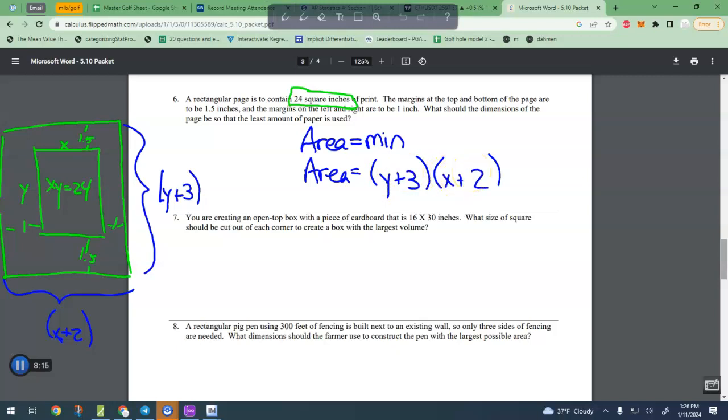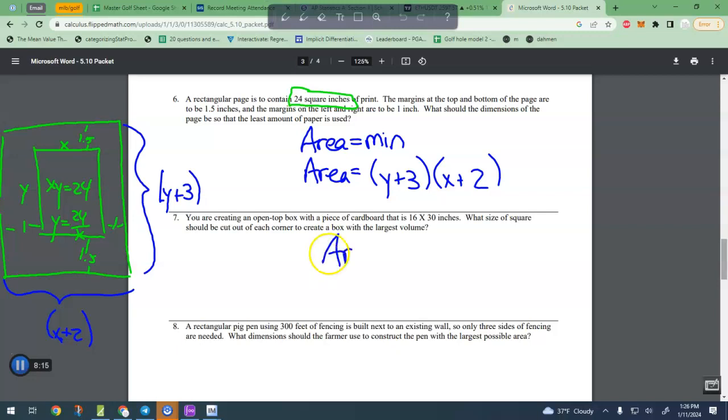And so I'm almost there. I would say I've done the hard part probably, but I've still got two variables. So I have to do some substitution so I don't have two variables anymore. And this is the equation I would use. I know x times y equals 24. So, for example, I can say that means y equals 24 over x, right? I just divide both sides by x.